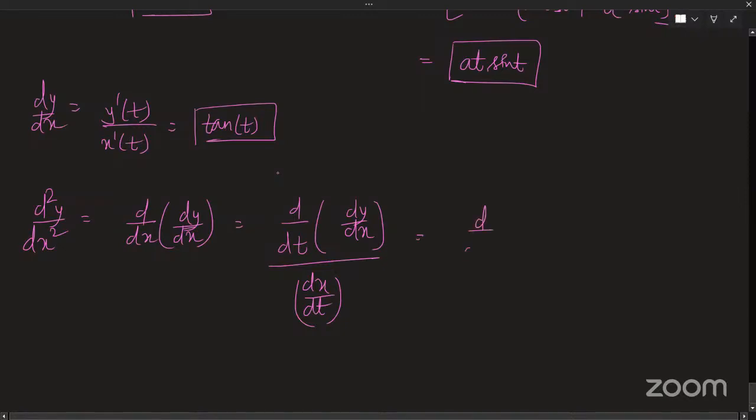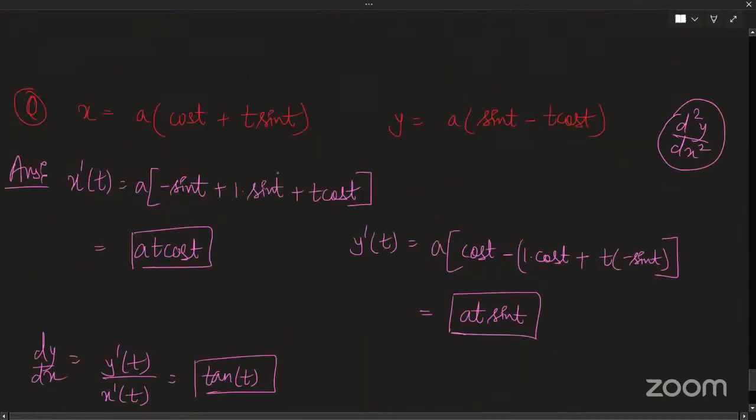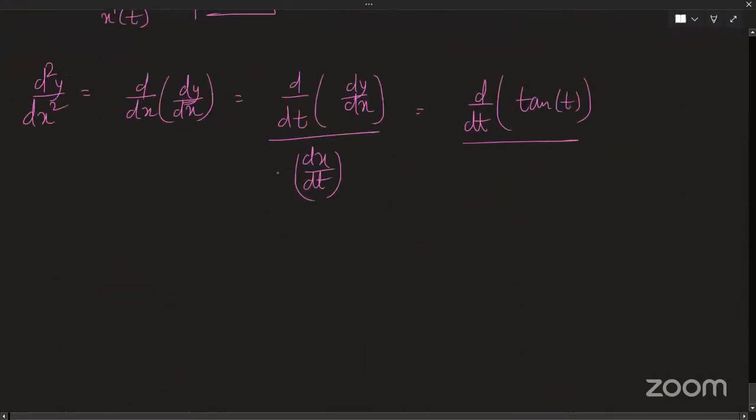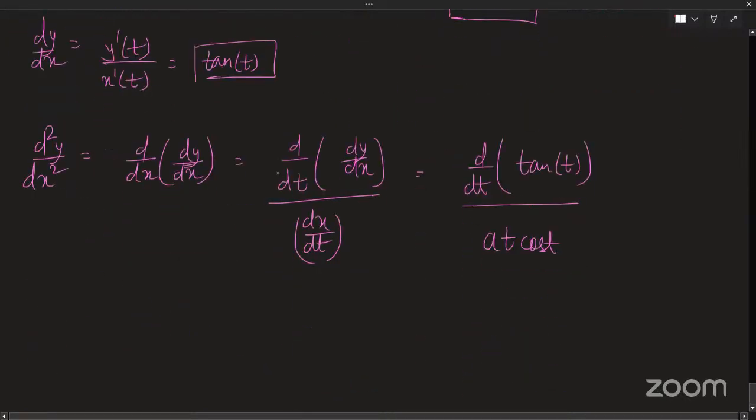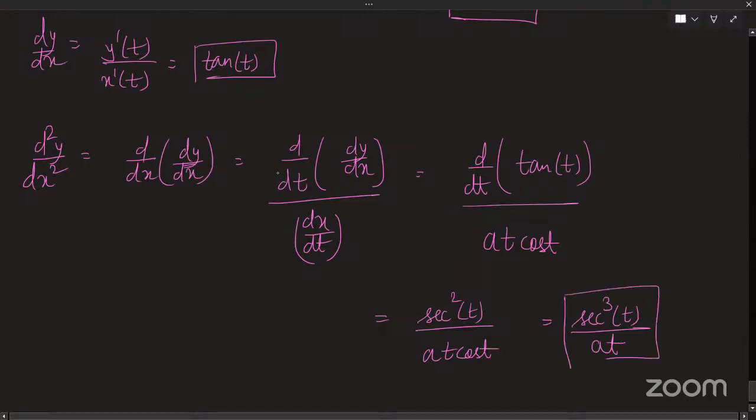So it is basically d by dt of tan of t, as my value of dy by dx is tan t, whole divided by dx by dt. What is my value of dx by dt? It is a t into cos t. Can you tell me the derivative of tan t? Secant square t. Divided by a t into cos t. Great. So this cos can go up again and become secant. So it will be secant cube of t divided by a t. This is my value of d2y by dx square.